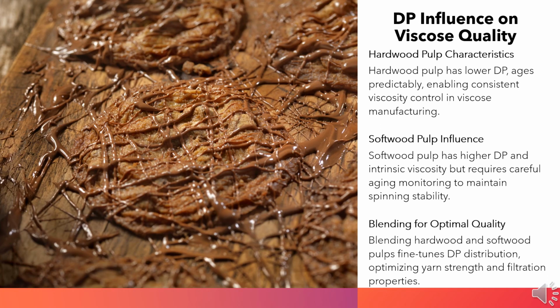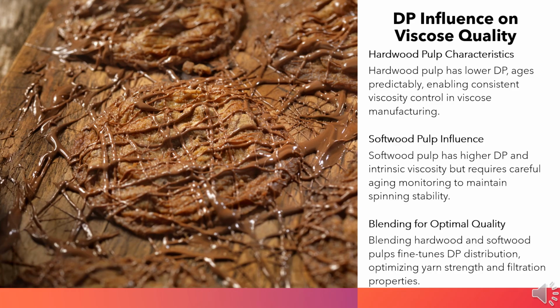Hardwood pulp, characterized by lower degrees of polymerization, DP, tends to undergo aging more predictably and uniformly, making DP control easier during viscose preparation. This results in more consistent cellulose chain depolymerization, facilitating controlled viscosity adjustment. Softwood pulp exhibits higher DP values and therefore contributes to higher intrinsic viscosity in the viscose solution.